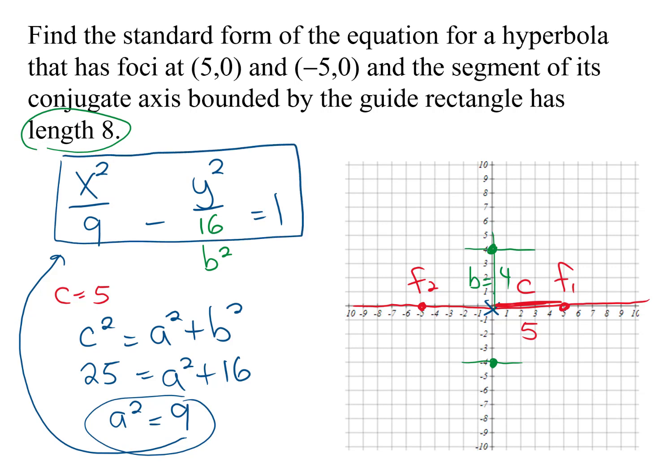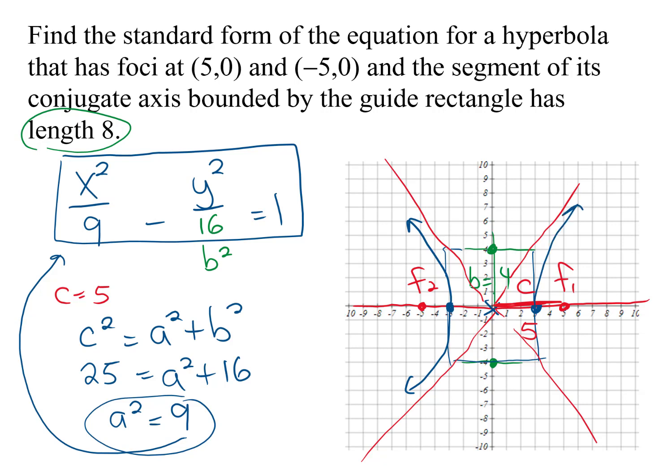If I wanted to finish graphing that, that would mean a was 3, so there would be a vertex at (3, 0) and another vertex at (-3, 0). I could finish this guide rectangle with that information, and I could make the asymptotes, which are the diagonals of that guide rectangle, and then I could go through the vertex. The vertex is on that transverse axis. The positive term was x squared, so it's along the x-axis, and make the 2 branches of the hyperbola through the vertex heading towards the asymptotes.